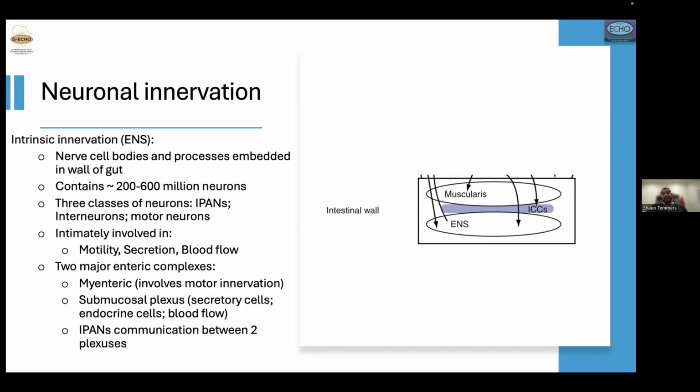These neurons are intimately involved in motility, secretion, and regulation of blood flow. The two major enteric complexes that you find are the myenteric plexus, which is solely involved with motor innervation, and the submucosal plexus, which allows for regulation of blood flow, as well as playing an endocrine function.